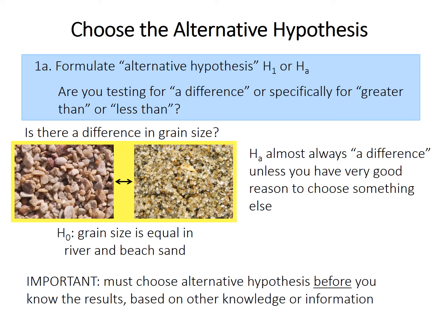So basically, if you have any doubt at all, just use a difference as your alternative hypothesis, and it is the default in all the tests interpreted in R. So basically, your alternative hypothesis will pretty much always be that there is some difference. You don't know which direction or how big, but that's what you're testing for.